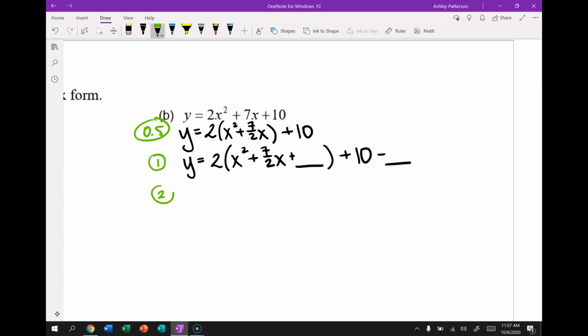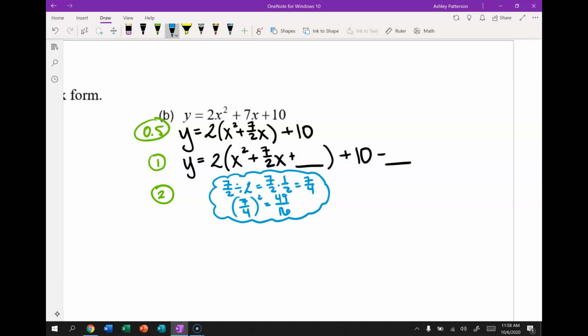Okay, step 2 is to create the perfect square trinomial. I'm going to take 7 halves and divide it by 2, which means we're taking 7 halves and multiplying it by 1/2, so we get 7/4. I know this looks familiar. Then we get 7/4 squared, which leads us to a 49/16 fraction that we are adding and subtracting to our equation.